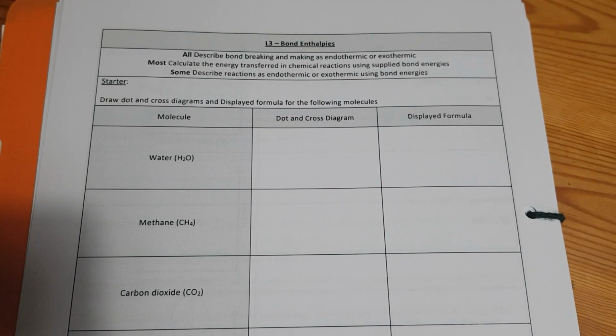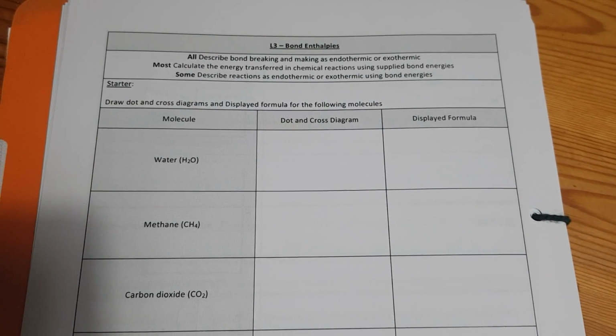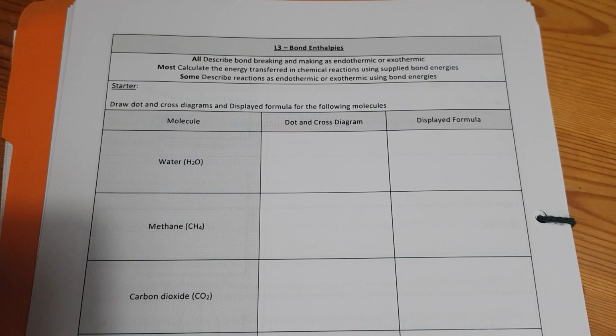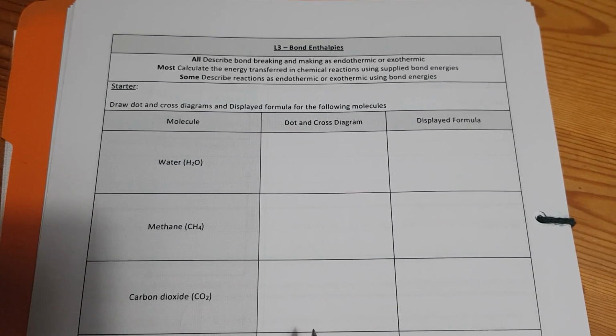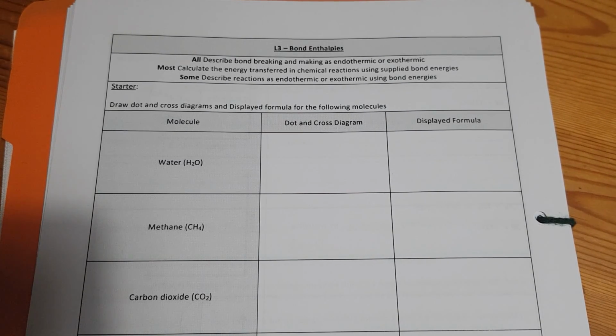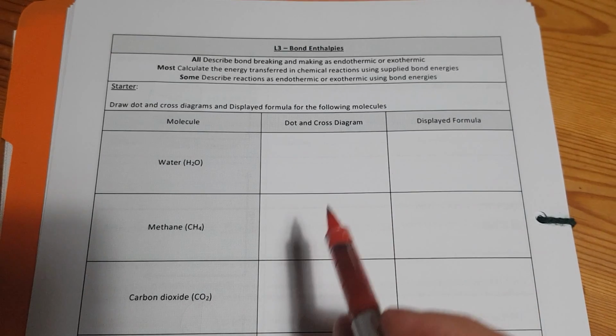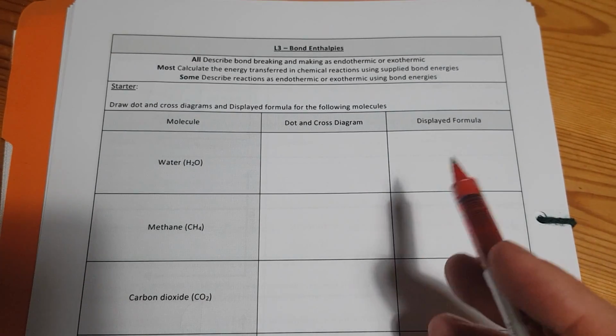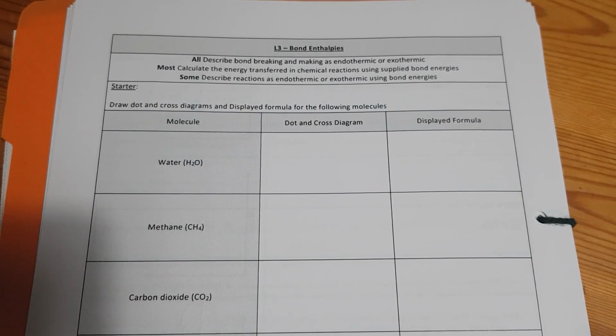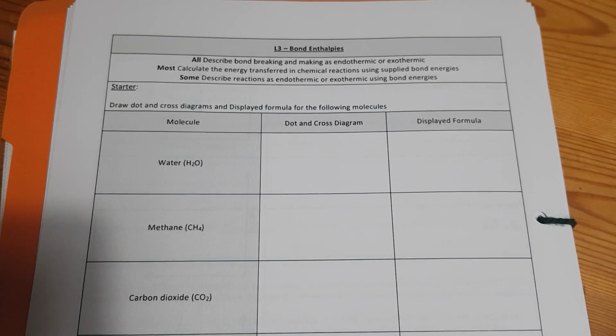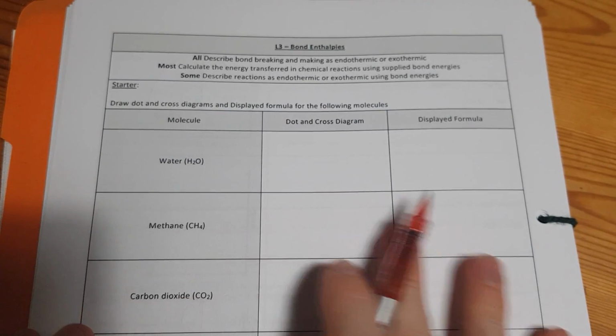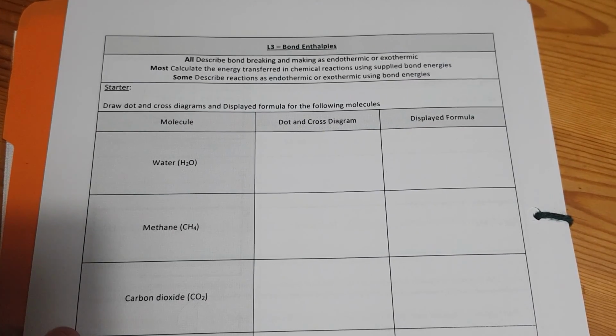So before we get into that, one of the skills you need to recap from topic 2 is dot and cross diagrams, because fundamentally what we're going to be talking about is the breaking of bonds and the forming of bonds, and they will always use covalent molecules in the examples. So if we can do covalent dot and cross diagrams, we can identify what bonds are going to be present. Are we going to have single bonds? Are we going to have double bonds? So, again, revisiting topic 2 is really, really helpful for this.